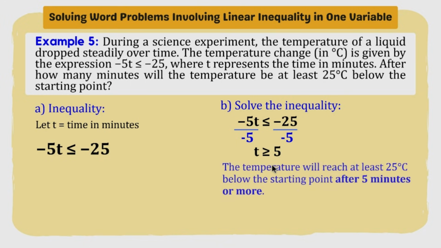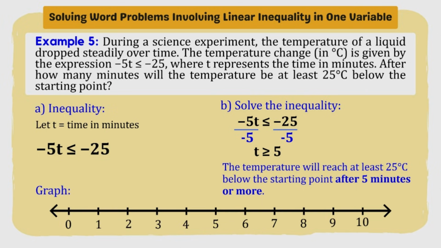Okay. Now, the final answer will be, the temperature will reach at least 25 degrees Celsius below the starting point after 5 minutes or more. So, pwede po ang 5 minutes, pwede rin po ang 6, 7, 8 or more minutes. So in our graph, we can just identify 5 and then take note, solid dot po ang ginamit natin or closed circle because 5 here is included.